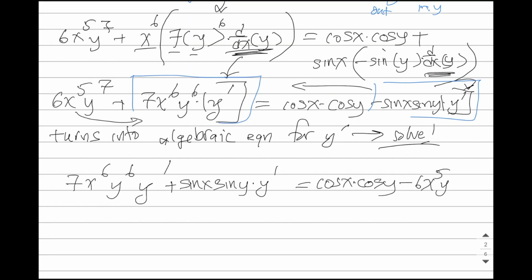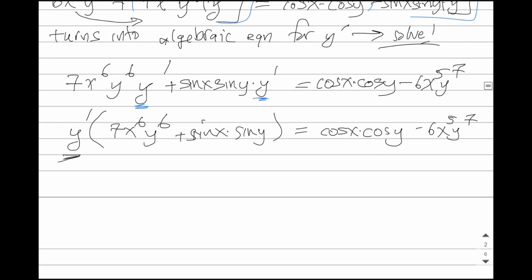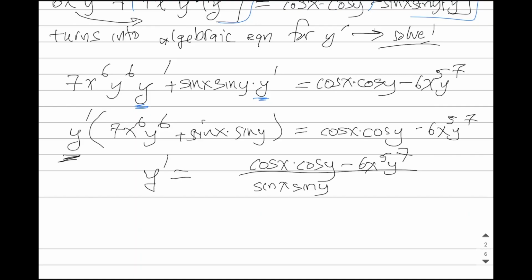Now, once that is done, I recognize that I've got a common factor of y prime. I take out that common factor, and I'll be left with 7 times x to the 6 times y to the 6 plus sine x sine y equals all of this other stuff. I don't really care what that other stuff looks like. All that matters to me is trying to get this y prime by itself. And now I can. I just divide through by whatever factor is multiplying that y prime. And at the end of the day, I've actually come up with some sort of expression for y prime.